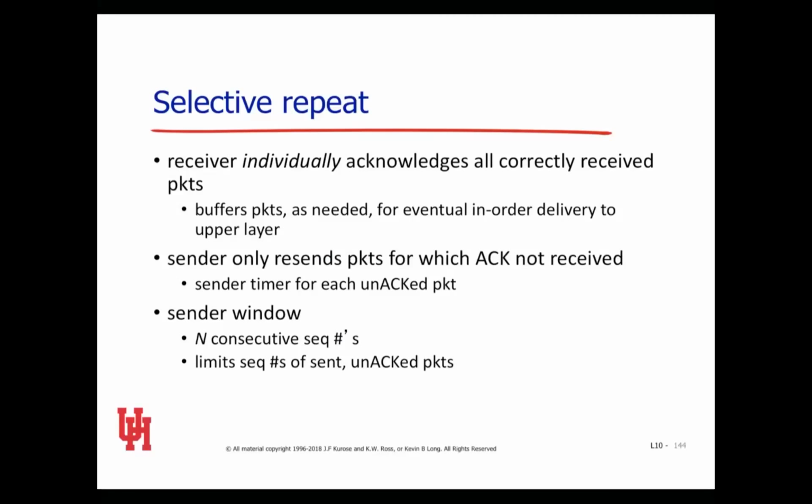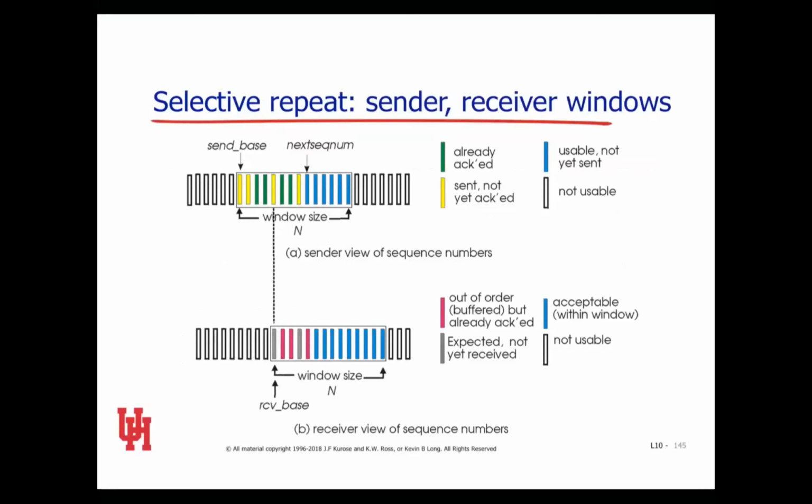The other protocol is selective repeat. And in this one, we're going to individually acknowledge all correctly received packets, and we're going to buffer them at the receiver as needed in the hopes that the out-of-order packet will arrive. So we're only going to resend packets that need to be resent. So it's going to take more buffer space at the other end.